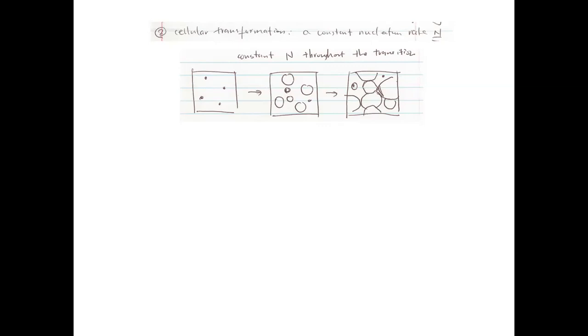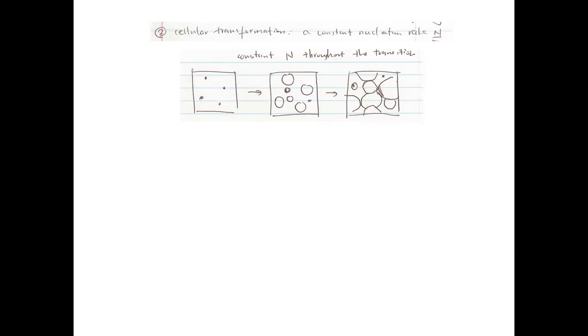And you can see probably this is a little bit more realistic than the saturation scenario we described, right? Because there's no reason to believe that all the nuclei have to form in the very beginning. In general, you're still going to see small nuclei form throughout the entire transformation process. Okay, so now how should we deal with this scenario?